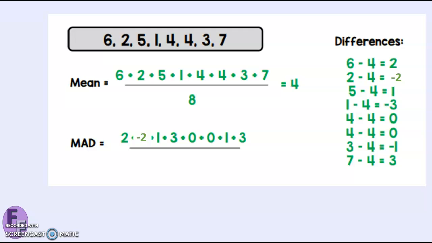Add these numbers together. Notice I made a mistake on this. That number, negative 2, should be a positive 2 there. We're adding our numbers together and then dividing by 8. When we do that, we should have 1 5/10.